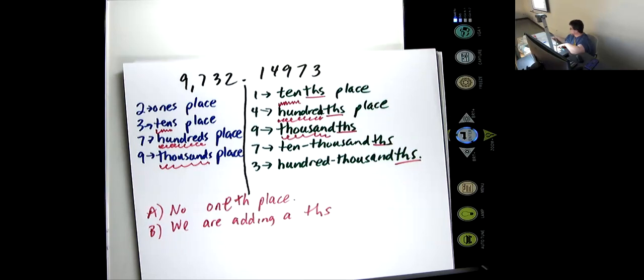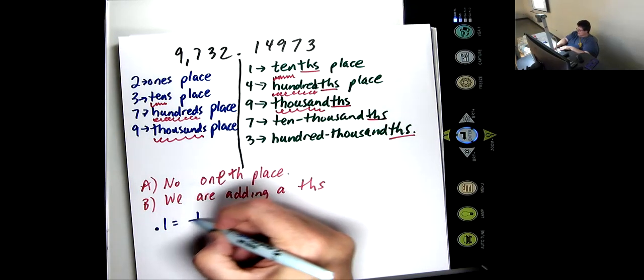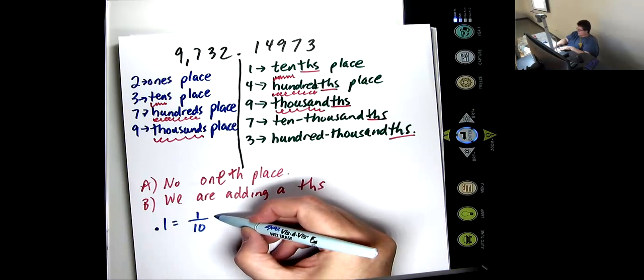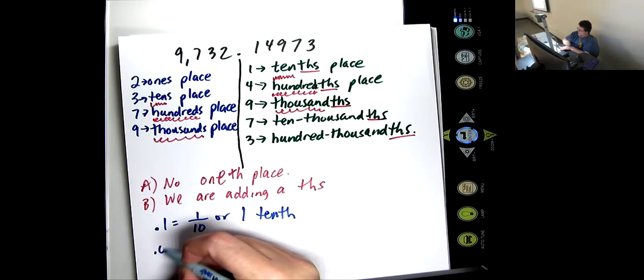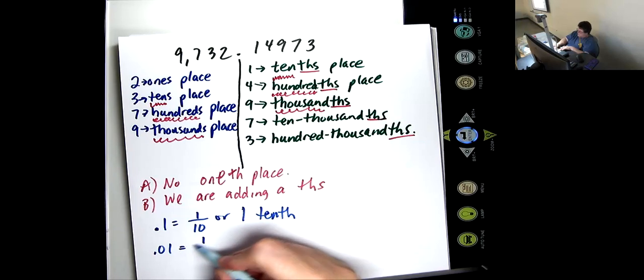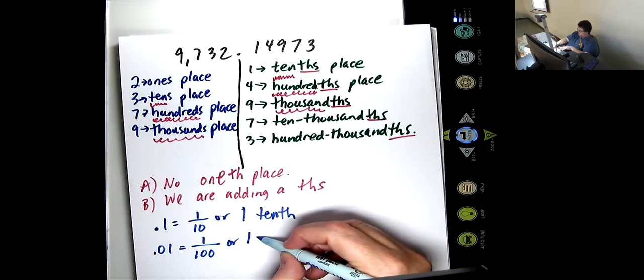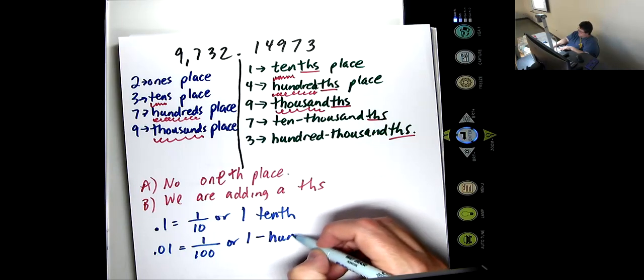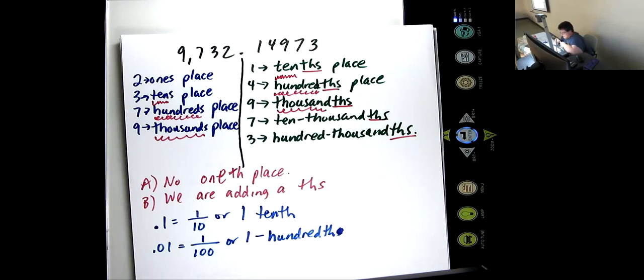The reason why it starts at tenths is this. 0.1 is equivalent to 1/10. 0.01, the second decimal place, is equivalent to 1/100. So they're named after what the fraction equivalent would be for the single value.